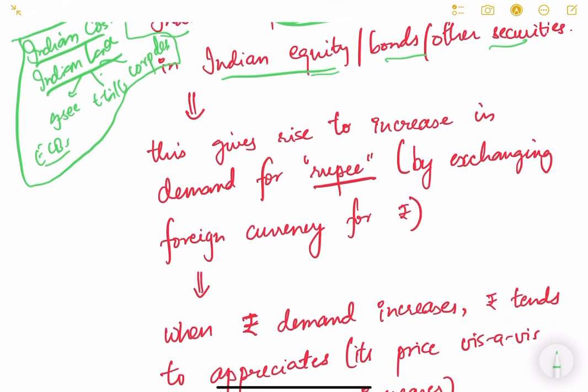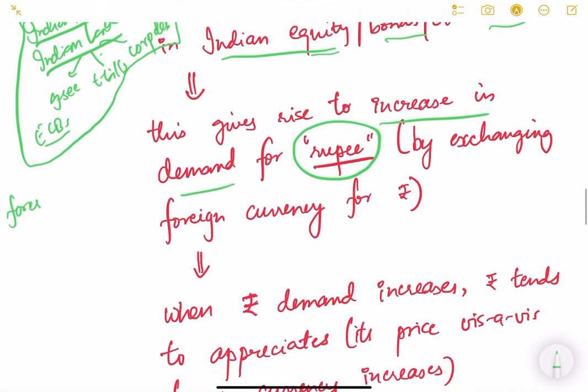Now this gives rise to an increase in demand for the rupee. Obviously, see, whenever the foreigners, for example, somebody in America wants to invest in India, in India the transactions take place in rupee.